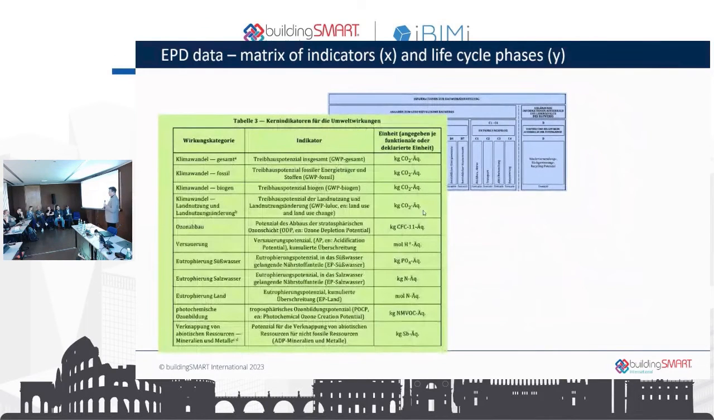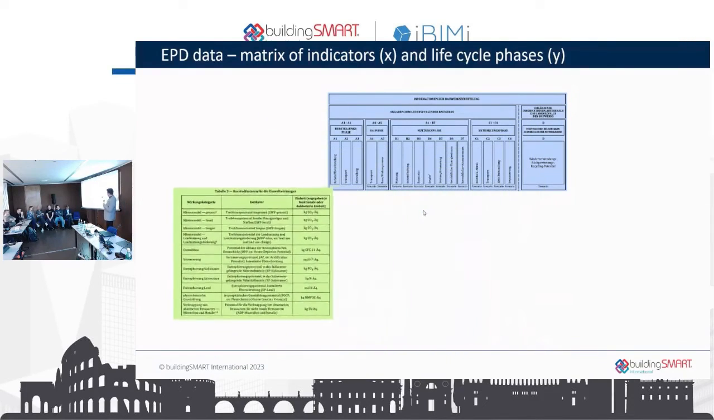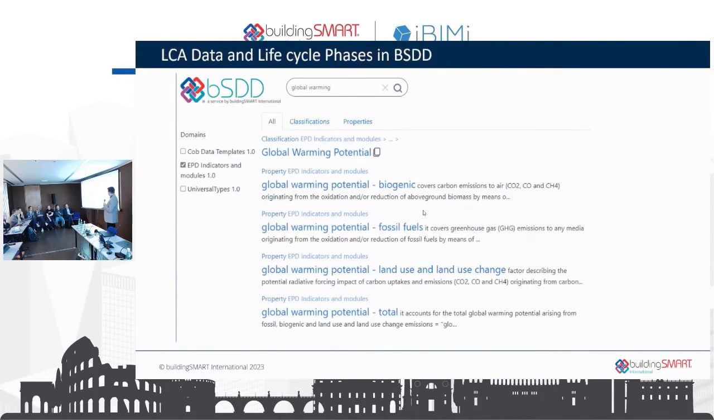You always talk about CO2, but that's not the only environmental impact. There are many, many more than we see here. So this gives us a matrix where we can show what I showed you here, the environmental product declarations. You then have many numbers for each product in a building, and that's actually nice to process in a BIM model. And that's what we have now in the bSDD.